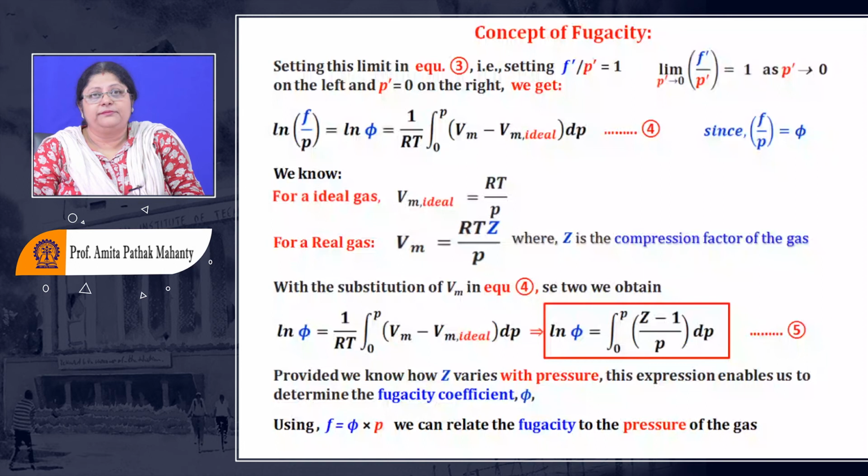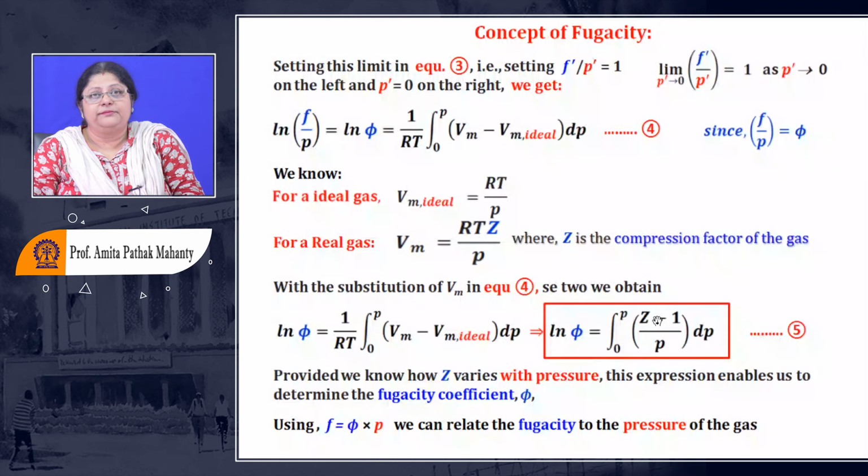So now I have an expression. This is the expression I've got: ln phi equals the integration from 0 to P of Z minus 1 by P dP. And this is going to give us how the Z is going to vary with pressure, and how this is going to give us a value or expression of the fugacity coefficient. And once we know the fugacity coefficient, we can find out what the fugacity is. If I know phi, multiply that by the pressure, phi into pressure will give me the fugacity.